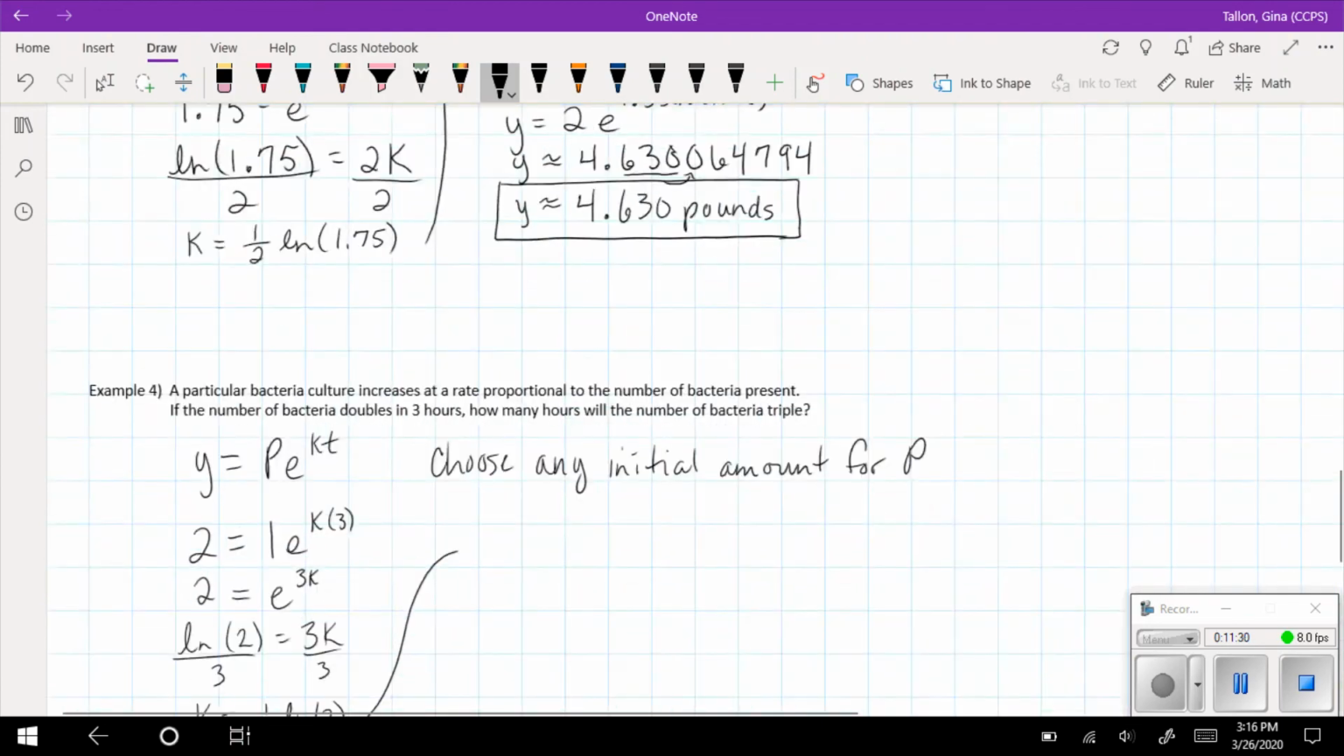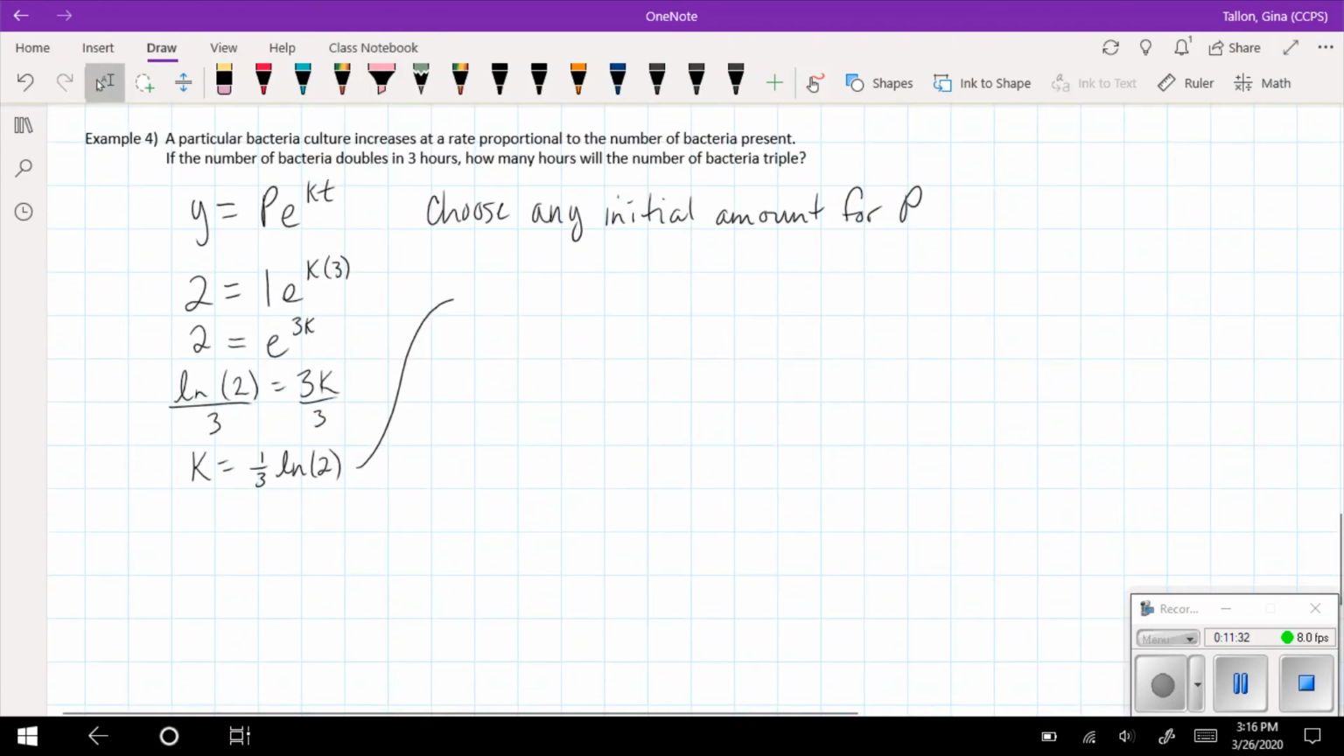Together with the fact that I started with a 1, I'm going to put this in here, and I'm going to say y equals 1 e to the kt. At this point, I'm going to replace my k with 1/3 natural log of 2 times t. And that's going to be the formula that I'm using before I apply the next piece. I'm going to clean that up just a little bit.